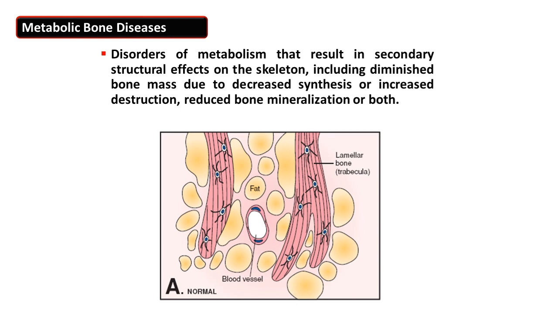So in this picture you can see a normal bone in which the lamellar bony trabeculae are of normal thickness, and the osteocytes are evenly distributed, and in the center you can see a lot of dispersed fat globules, and a blood vessel in the center also.